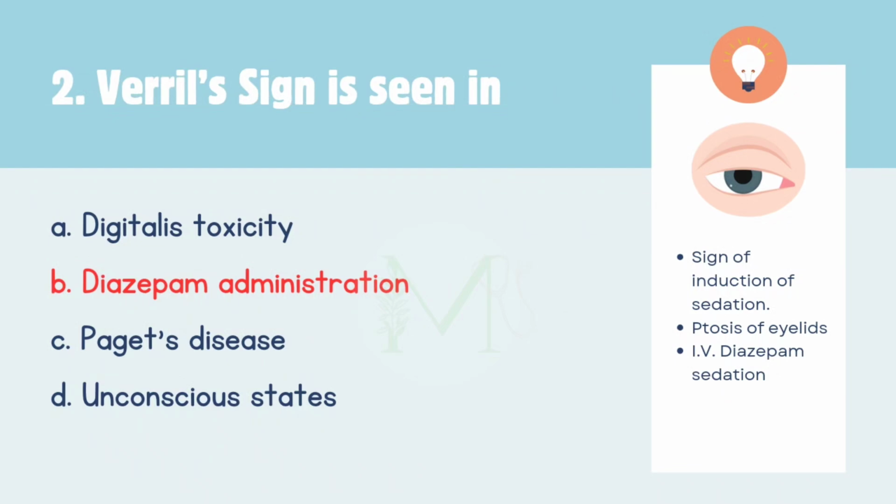Diazepam administration is the correct answer. Verrill sign is specific to diazepam's sedative and muscle relaxant effects. Paget's disease is a bone disorder characterized by abnormal bone remodeling and it is totally unrelated to Verrill sign. Unconscious states: eyelid drooping can occur, but this is not specifically called Verrill sign.